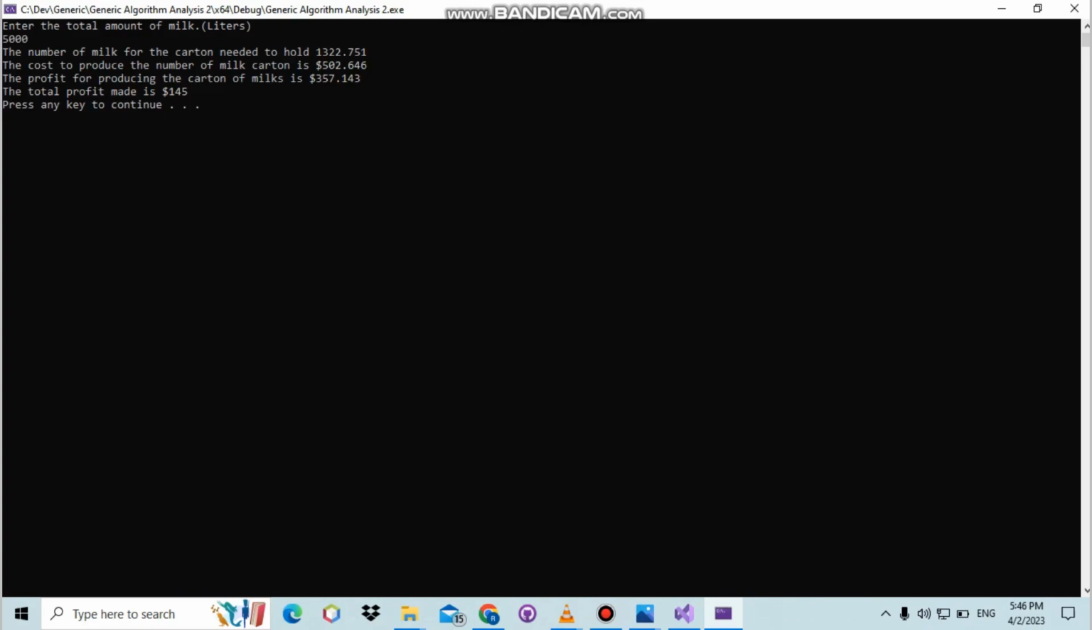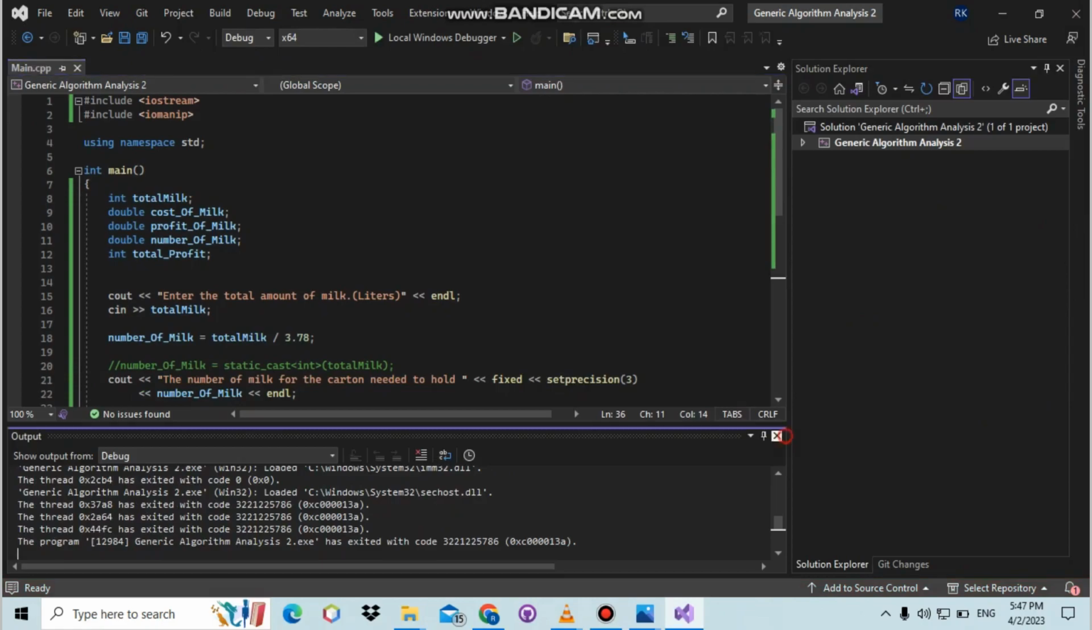Awesome. As you can see, this is eventually the number of milk cartons that this can hold, which is that. The cost to produce them is going to be this amount, and the profit for producing the carton of milk is this amount here. And the total profit made is going to be this, because we are subtracting there. Actually, I can say not made, it is what is left eventually.